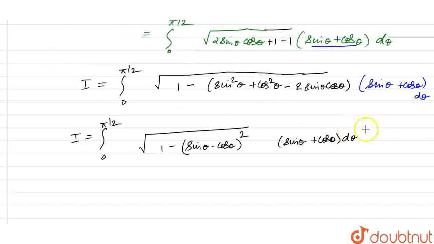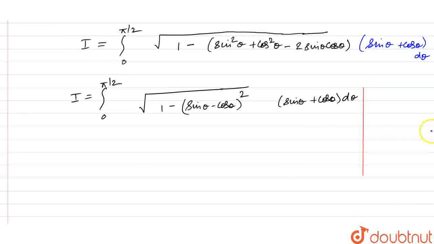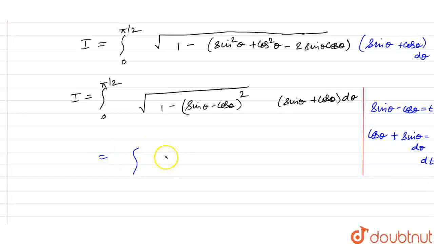So let us just separate it with some space to solve this question. We have this term here, sin theta minus cos theta, as t. So differentiation of sin theta is cos theta, and differentiation of cos theta is minus sin theta, so minus minus will be plus, with respect to d theta is dt here. So we have the integral of 1 minus t square with respect to dt, not d theta.